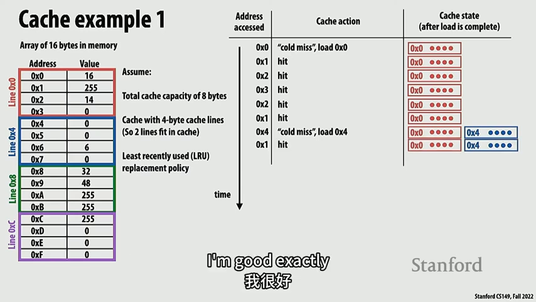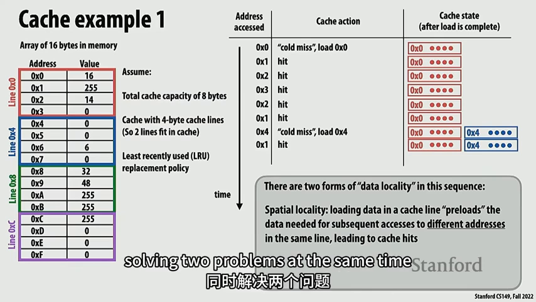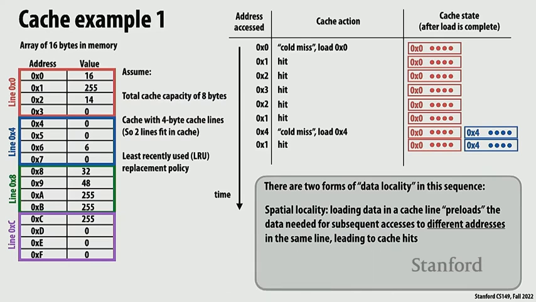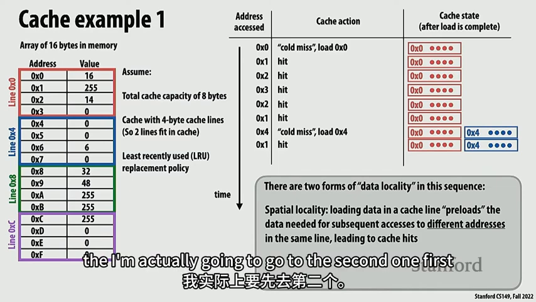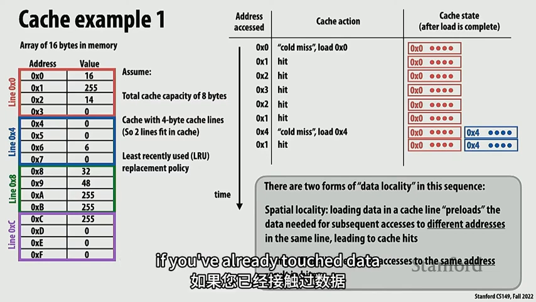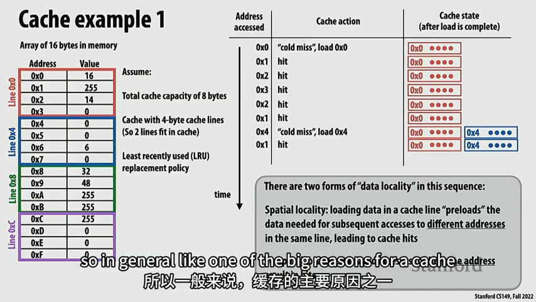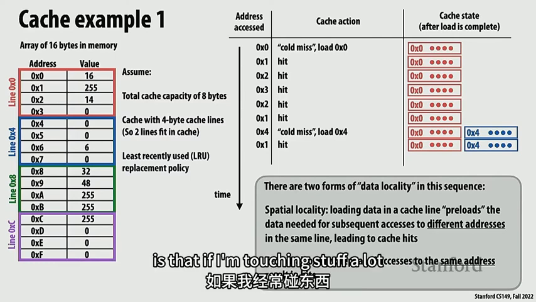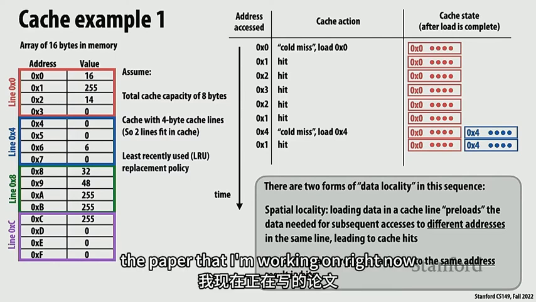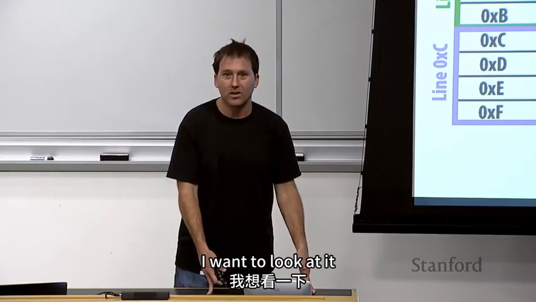I'm good. Exactly. So one thing I want you to take away from this slide is actually the cache is sort of solving 2 problems at the same time. I'm actually going to go to the second one first. The one that I've kind of set this up for is if you've already touched data, if you've already accessed data, the cache has it, which means all subsequent accesses will be faster. So in general, one of the big reasons for a cache is that if I'm touching stuff a lot, the paper that I'm working on right now, the homework that I'm grading, that's why I keep it on my desk. I don't take it to the garage every single time I want to look at it.